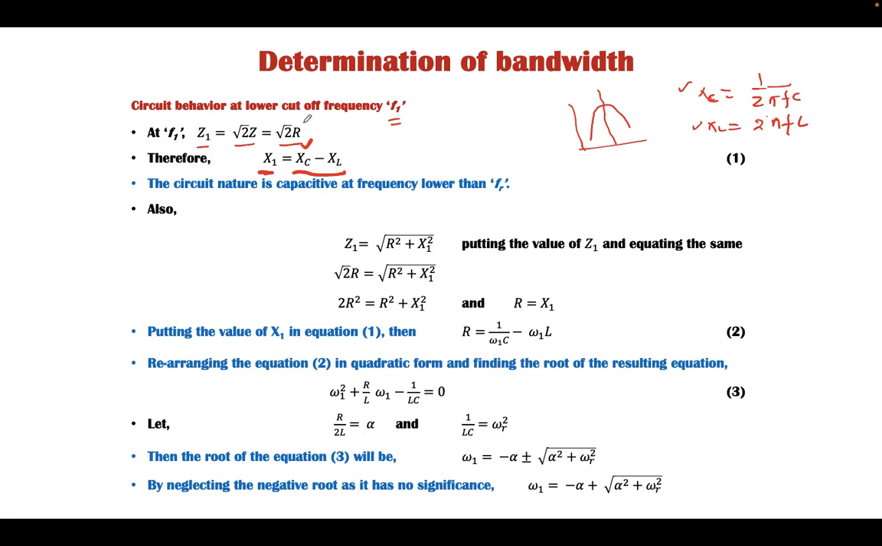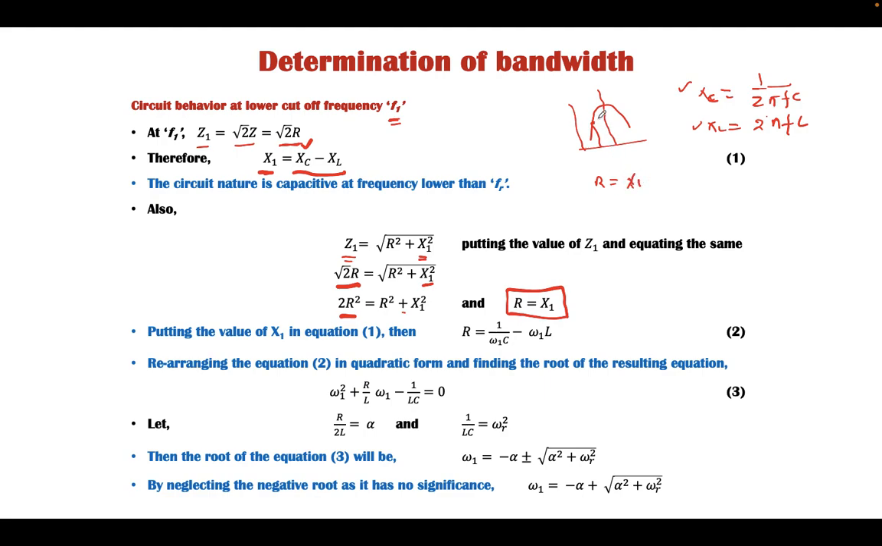We know Z1 is equal to root 2 into R, and in any circuit having R and X, Z will be equal to the square root of R square plus X square. In this case X is X1. Putting the value of X as X1, Z1 at F1 frequency is given by root 2 R. Putting all these values in this equation and rearranging, we will find R is equal to X1, and hence we can say at the lower cutoff frequency in the given circuit R must equal X1.